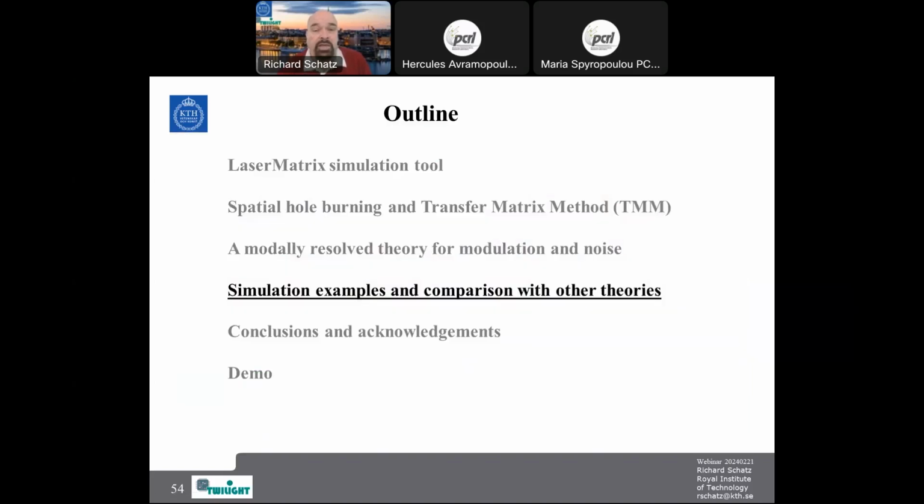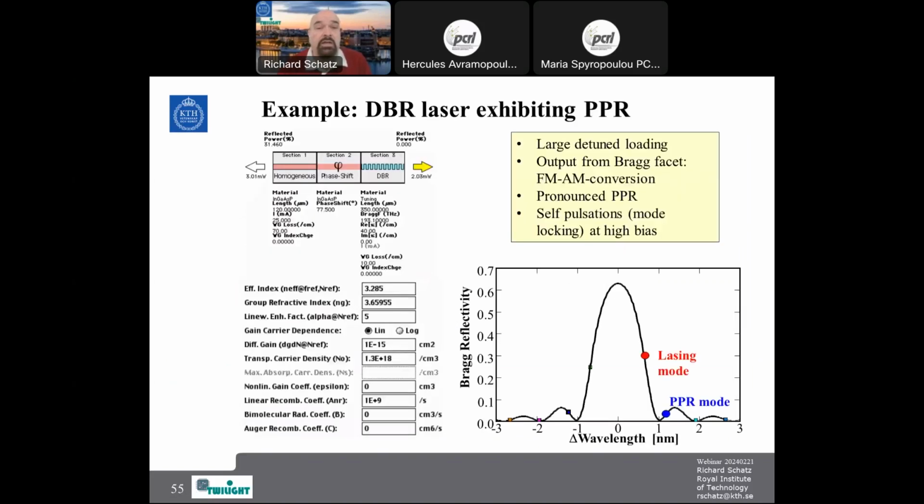Yes. So then I will give some simulation examples in comparison with other theories. Here I will use a DBR laser exhibiting photon-photon resonance. It has also detuned loading. The laser mode is located here. You have a photon-photon resonance mode located here. This resonance you see here. And we also take out the light from the Bragg section, so it has also FM to AM conversion, which I talked about. And it also shows self-pulsation and mode locking at high bias. It's an interesting simulation model.